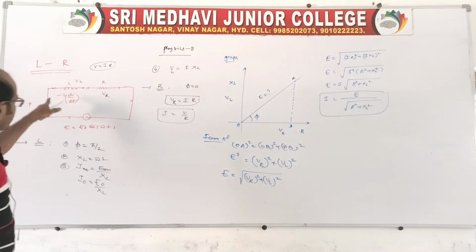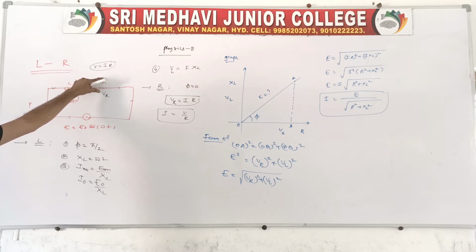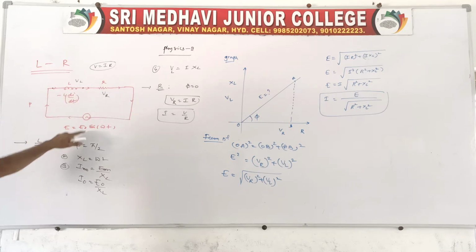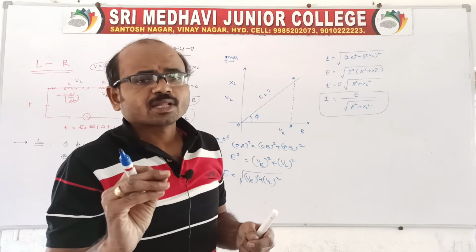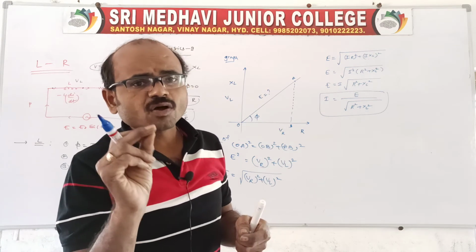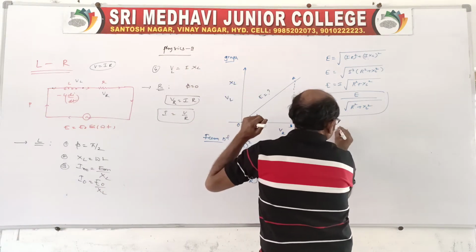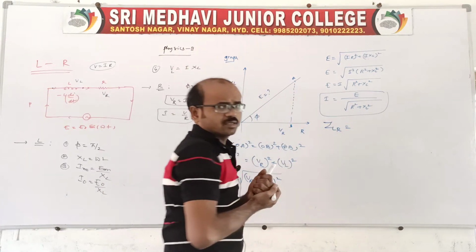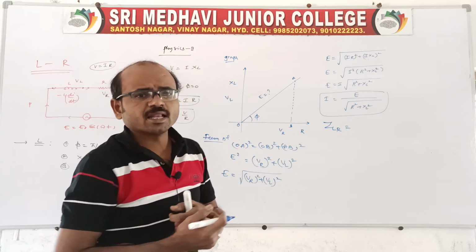Sir, root over R square plus XL square is nothing but what? In a given circuit, there are two elements: one is an inductive element, and one more is a resistive element. A pure inductor is there, a pure resistor is there. These two are opposing the flow of alternating EMF. That is what we can call the circuit elements opposing the EMF, that we can call the impedance. So here in case of the LR circuit, impedance is ZLR, because Z is for impedance and the circuit elements are L and R.